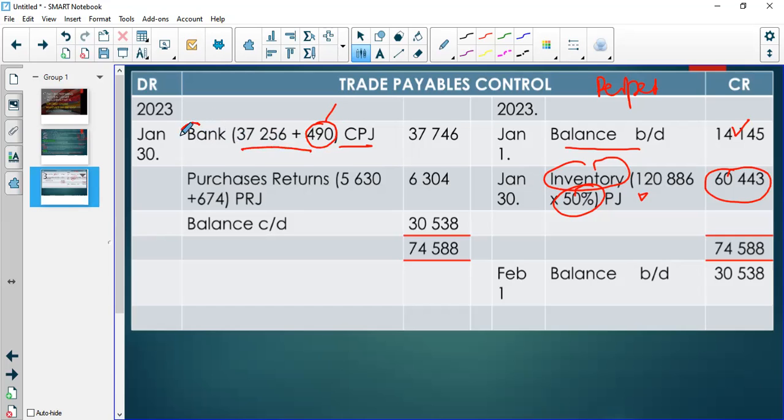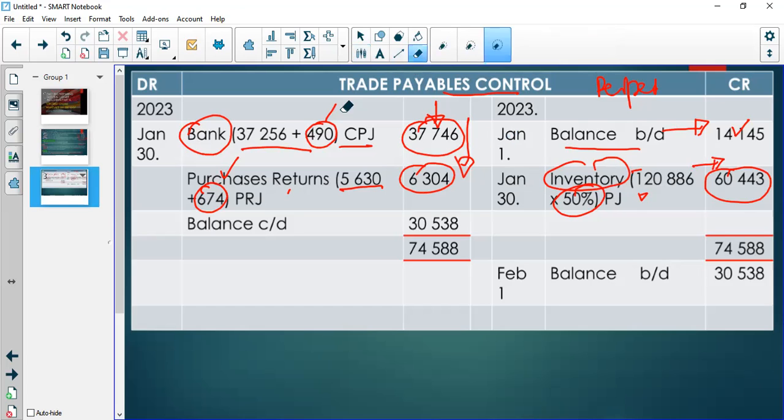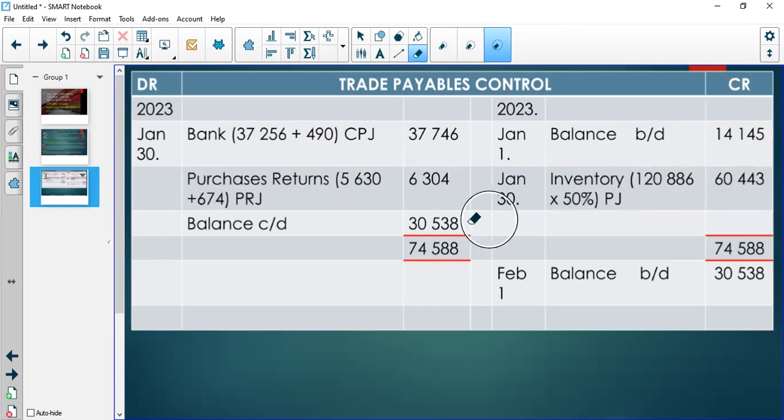And the contra account is bank because we made payments of 37746 in total, right? But we also returned 5630, which we recorded, plus the 674, which we forgot. So in total, we returned 6304. So our trade payables control was reduced by the payments, and was also reduced by the returns. We started with a balance of this, and then we bought on credit for this. So now we need to know, what's the balance? Because we have made entries on both sides, right?